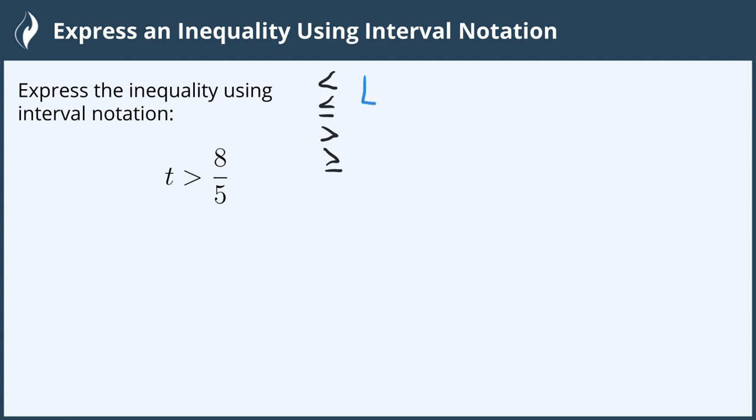If it looks like an L or goes in the direction of an L, as these ones do, this is lesser than. If it goes in this direction, which doesn't look like an L, these ones stand for greater than. The line underneath means that it is also or equal to, so it would be greater than or equal to, or lesser than or equal to. In this case, this is a greater than sign. This means that all numbers larger than or greater than 8/5 make this inequality true.